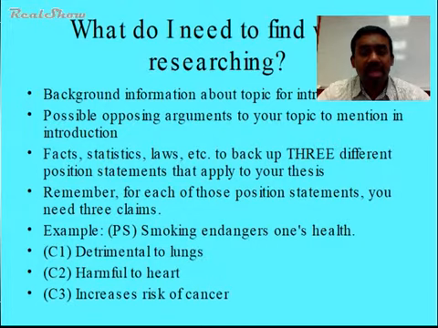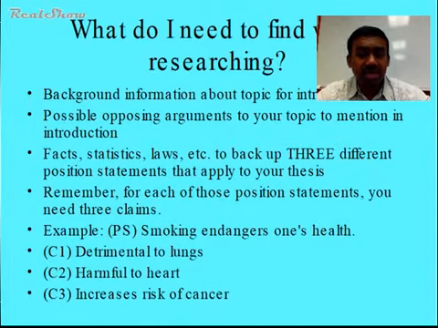three different positions. Remember, for each of these position statements, you need three claims. Example, smoking is endangering one's health, that it's detrimental to lungs, harmful to heart, increases the risk of cancer. So you have three different supporting evidences to support your claim.